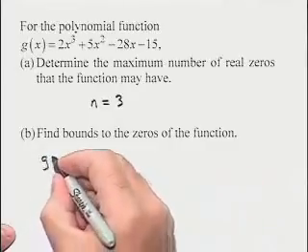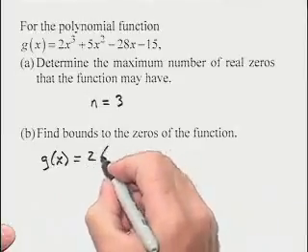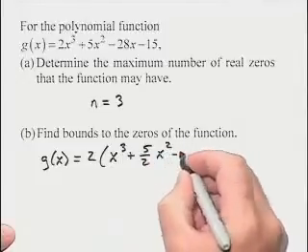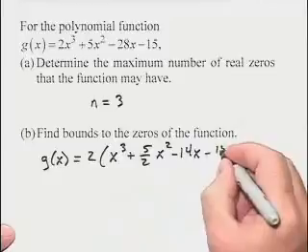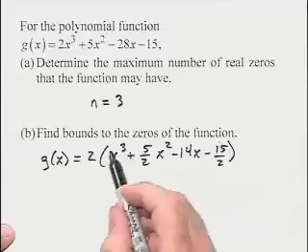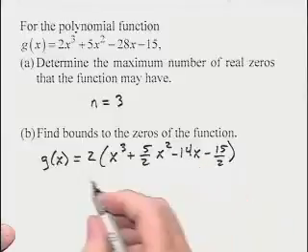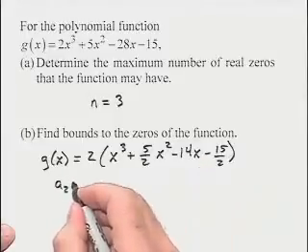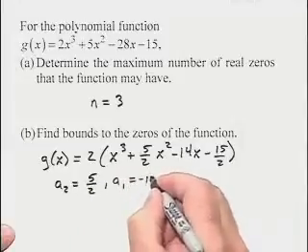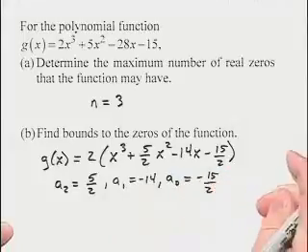First thing we're going to do is rewrite our function by factoring out a 2. Well, g of x is equal to 2 times x cubed plus 5 halves x squared minus 14x minus 15 halves. By factoring out the 2, we've got this reduced expression in parentheses that has a leading coefficient of 1. If we look at just this expression in parentheses, we'll have a sub 2 is equal to 5 halves, a sub 1 is equal to negative 14, and a sub 0 is equal to negative 15 halves.